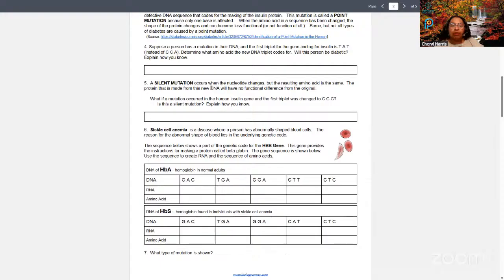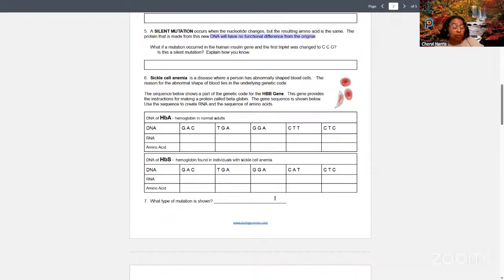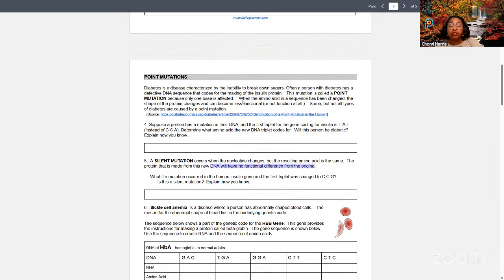All right, remember up here, silent mutation means there's no functional difference. It could be a different RNA sequence, but if it produces the same amino acid, then it is okay. This is not okay. It creates a different amino acid. You now have valine instead of glycine. So this is going to be a point mutation.